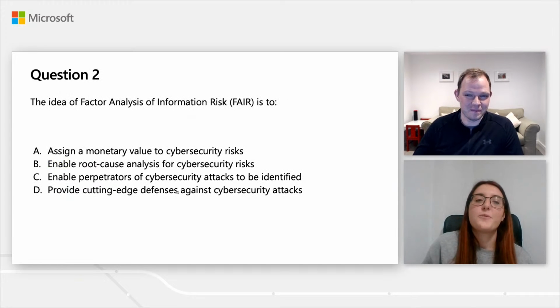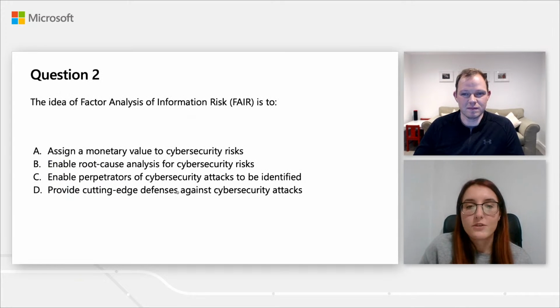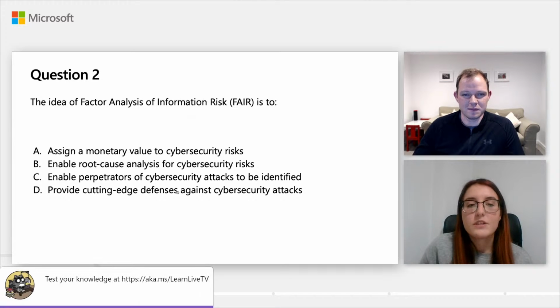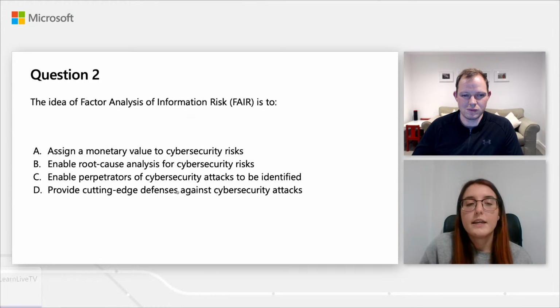Next one. So the ideal factor analysis of information risk, FAIR, is to: A, assign a monetary value to cybersecurity risks. B, enable root cause analysis for cybersecurity risks. C, enable perpetrators of cybersecurity attacks to be identified. And D, provide cutting-edge defenses against cybersecurity attacks. So let's take it one by one. A, I would say it's true, because this is exactly what you said about the purpose of the FAIR organization. Yeah, let's go through the other ones as well. We don't want to give too much away, do we?